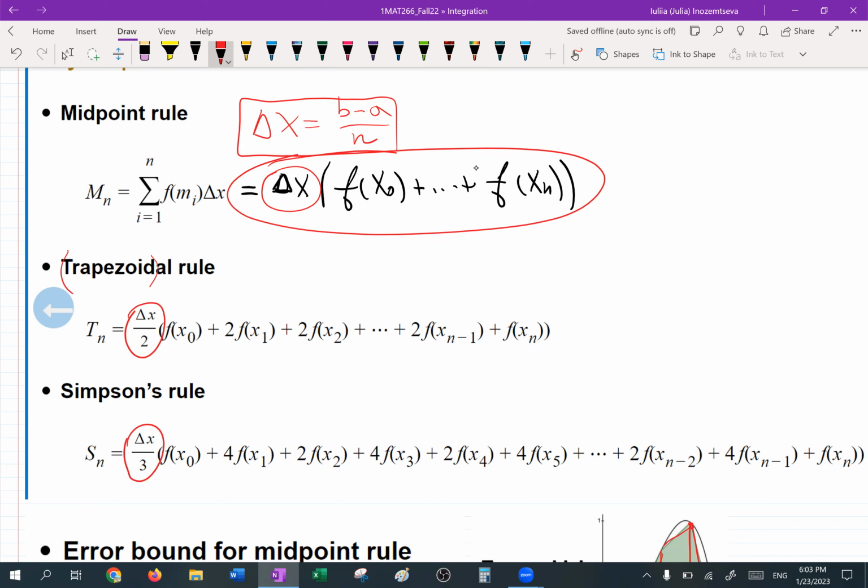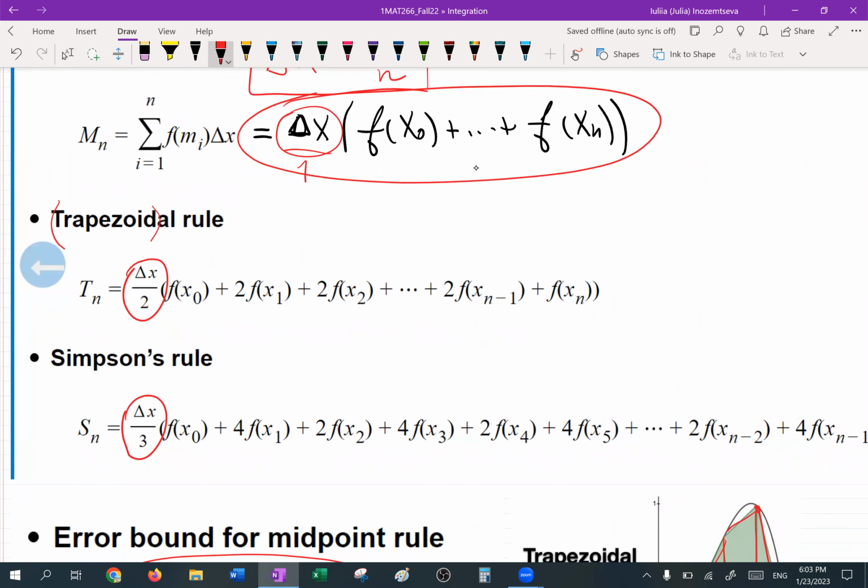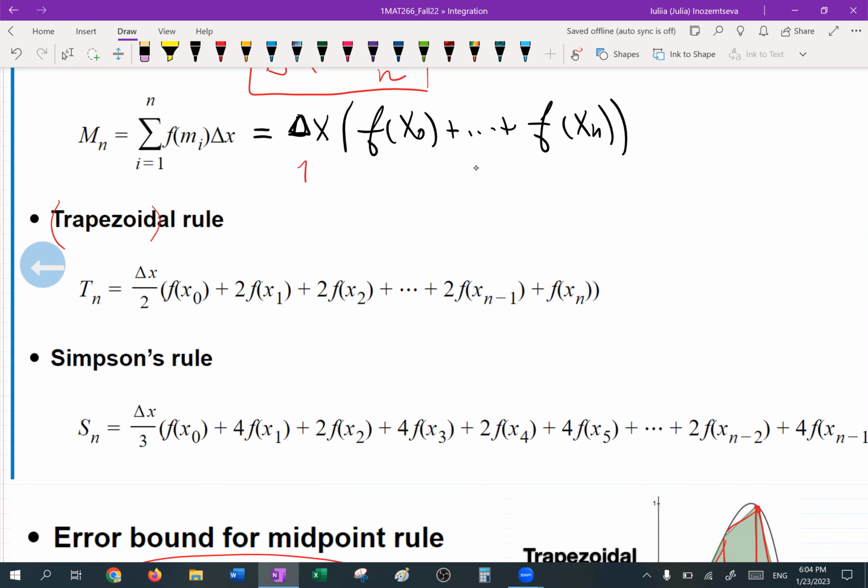So that's the difference. Not the only difference, but the first difference at least is that. Delta x divided by 1, delta x divided by 2, delta x divided by 3. And then the formula after that is also different. While midpoint rule just collects all the values, like so, and the inputs are middle points. That's why in this formula it's called M_i, it's middle points. Trapezoid and Simpson's rule, they have a pattern.